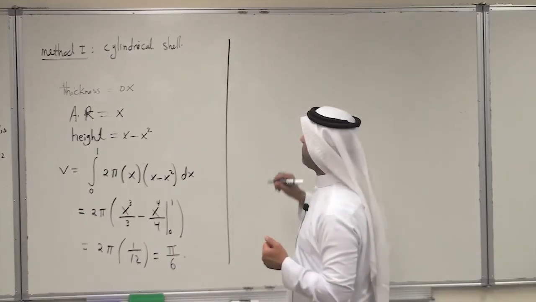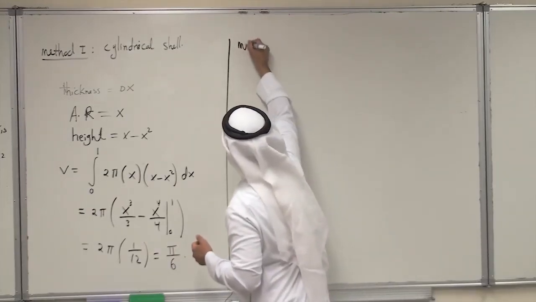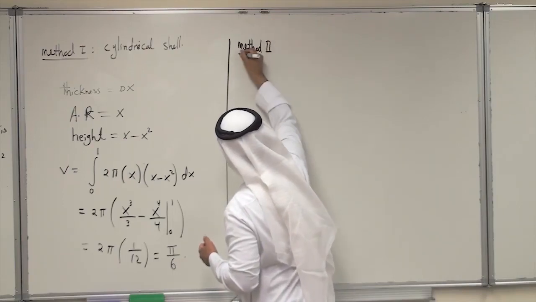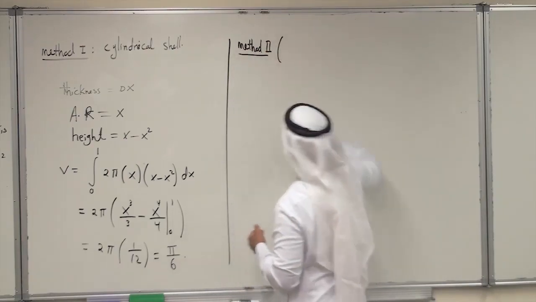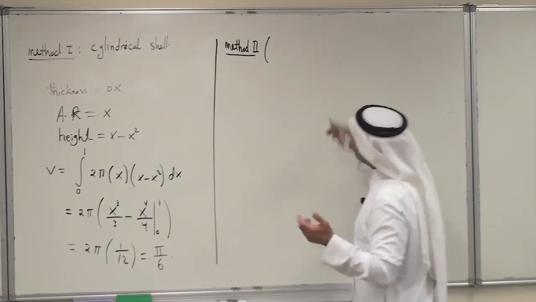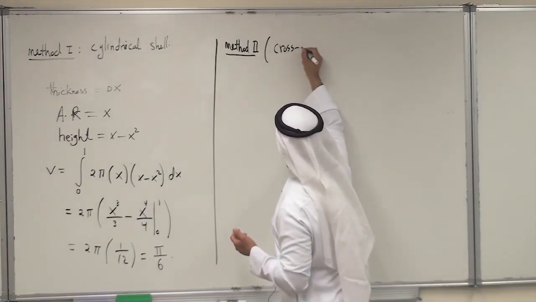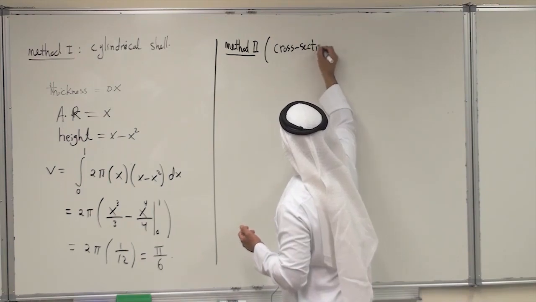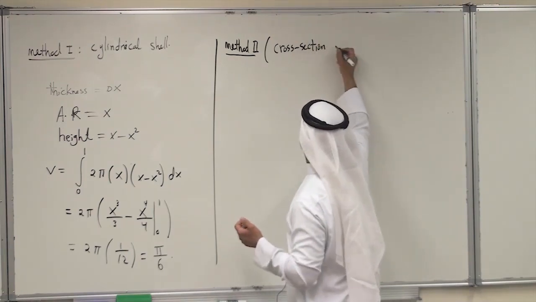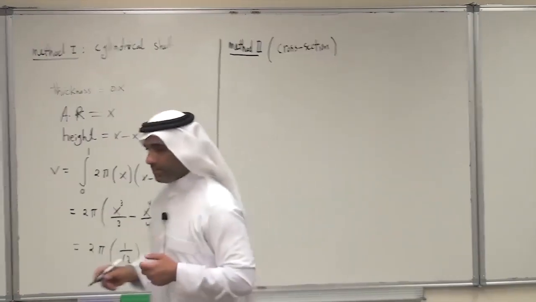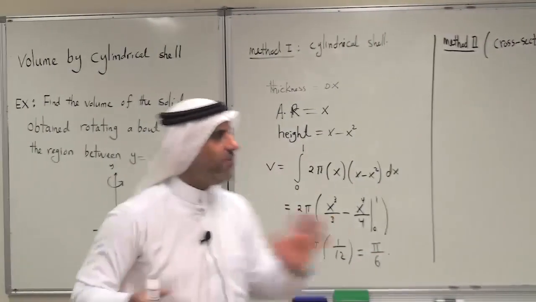That will be clarified now. Let us call it method number 2, the second method we have, which was already explained in the previous part of the talks. Here I called it cross-section. Sometimes they also call it the disk washer method. Let me call it the cross-section method.